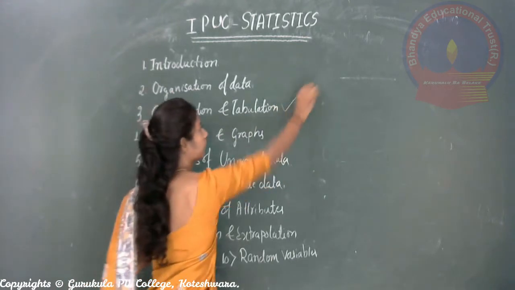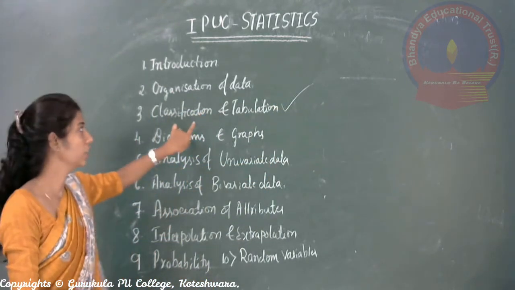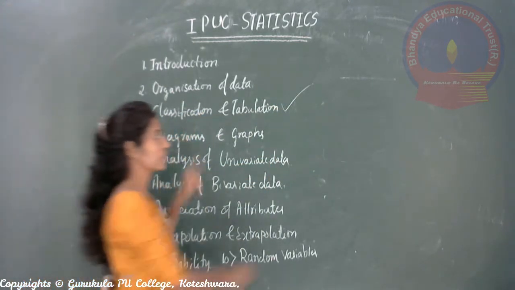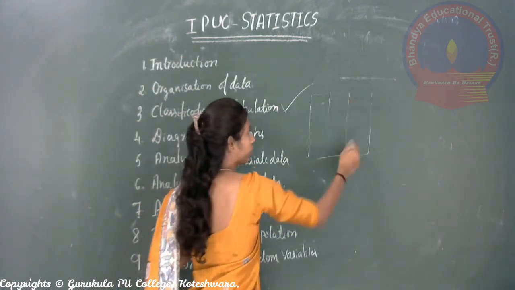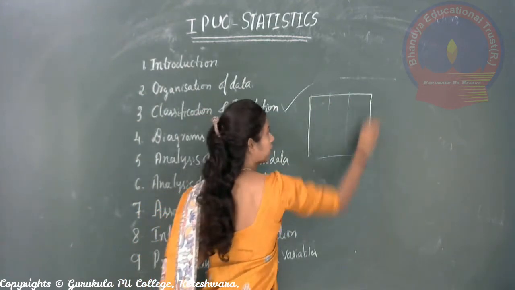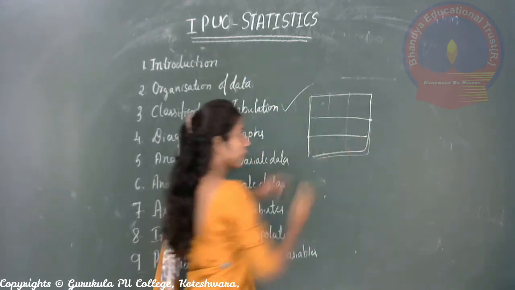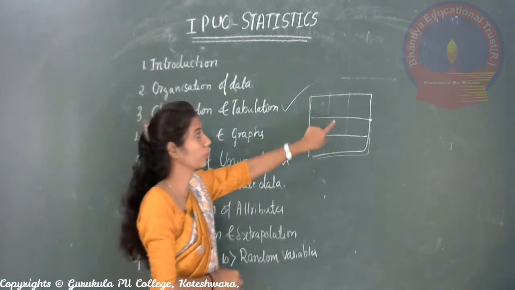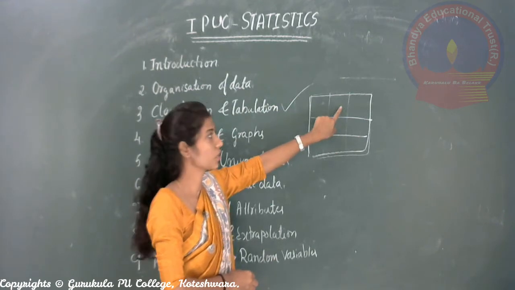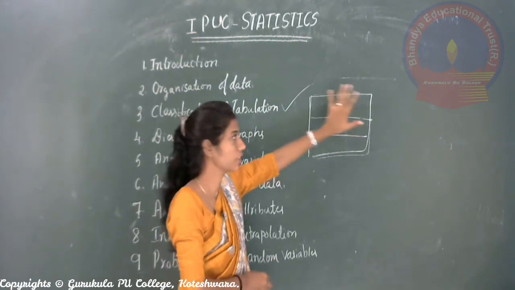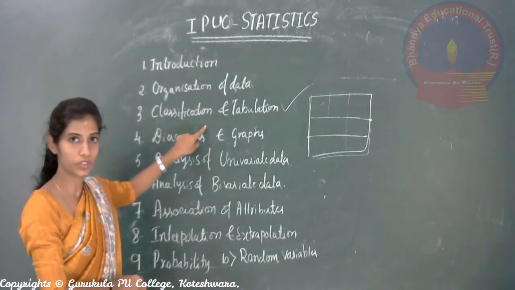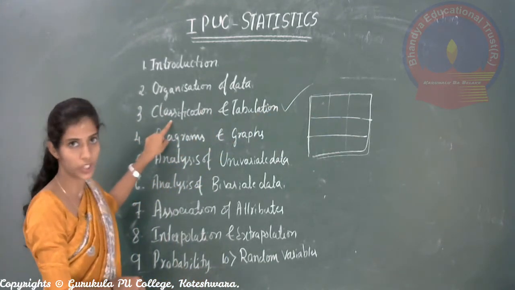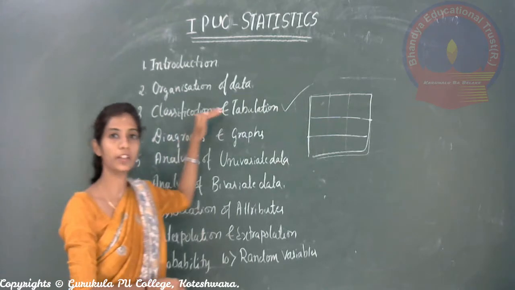So you might have studied this in the lower section. That means here construction of a table, putting all these values in a table. Suppose I consider marks, then you have to put the marks in terms of tally marks and represent the frequency. That concept you are going to study in the third chapter. This is familiar to you.